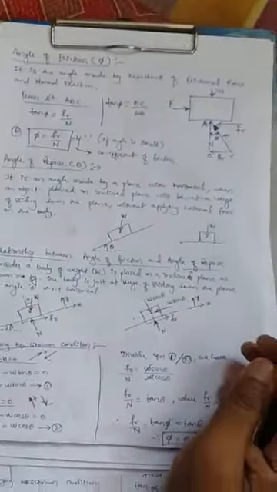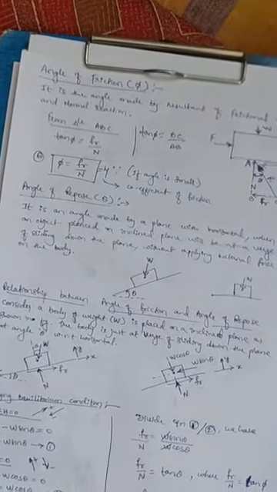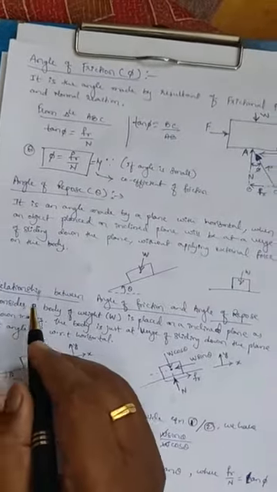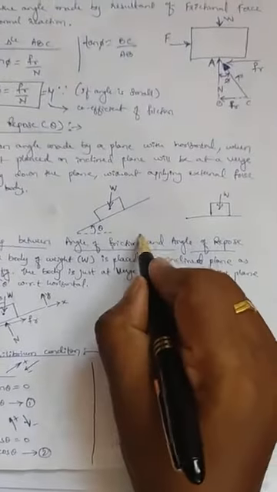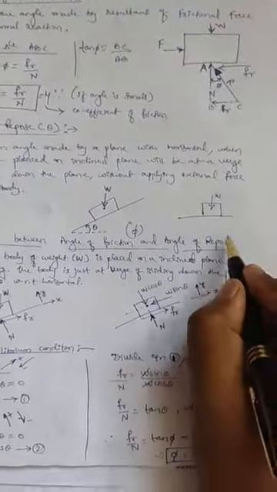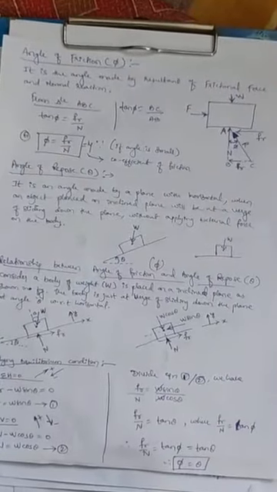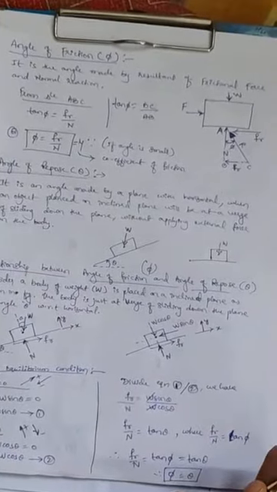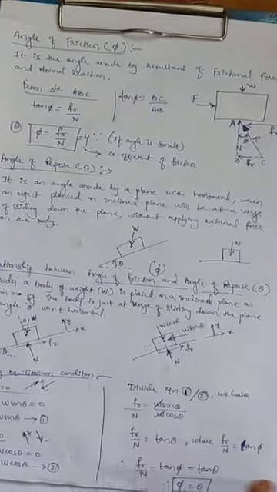Now the next topic we are supposed to try is very important because it has been asked many times in the examination. Derive the relationship between angle of friction and angle of repose. Angle of friction means phi, angle of repose is theta. We are supposed to derive the relationship between phi and theta. So before moving on, I can say we are supposed to prove phi is equal to theta.